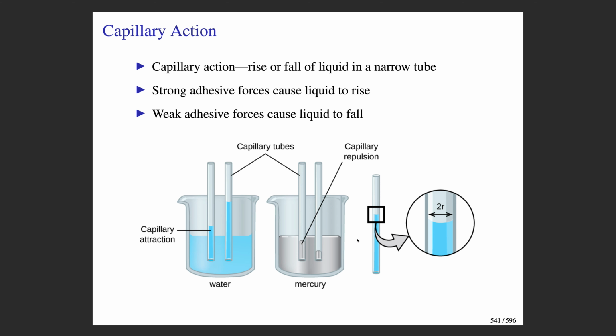In the case of water, you see that the meniscus that forms is concave up. That's because the water is attracted to the glass. Whereas in the case of the mercury, you see that it's concave down, and that's because the mercury is not as attracted to the glass as it is to itself, and that gives rise to the fall of the liquid mercury in the capillary tube.